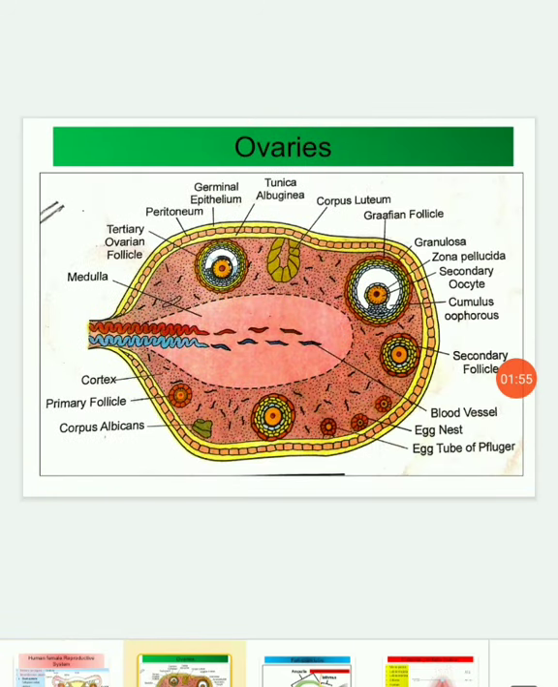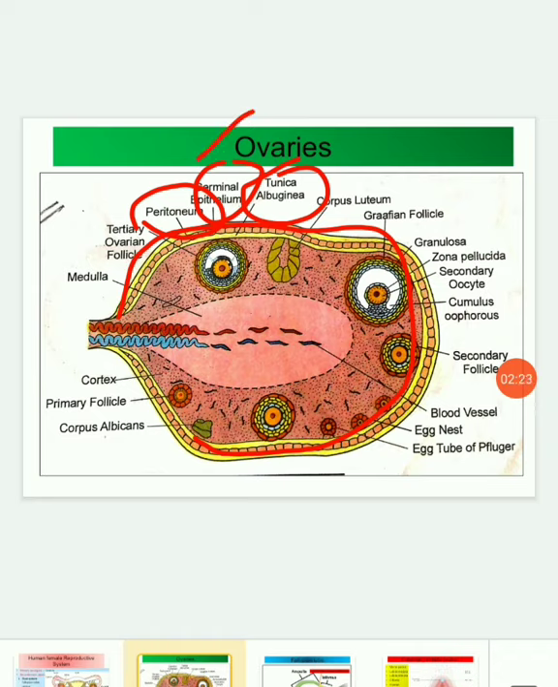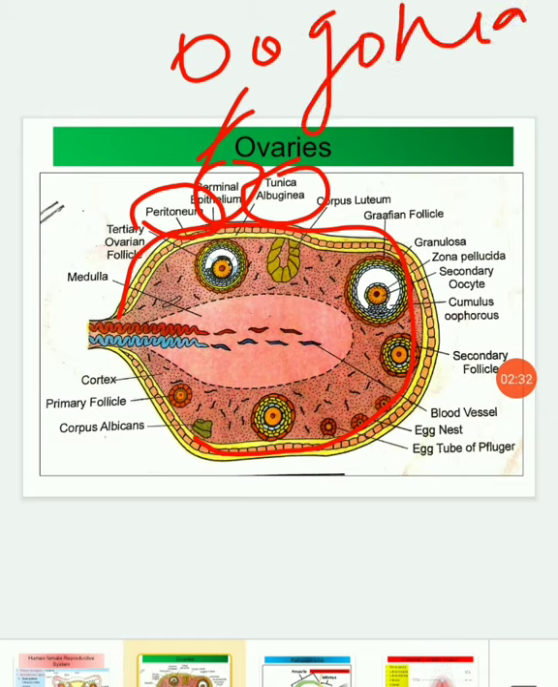The ovary structure is shown here. You can see the whole ovary is surrounded by a thin epithelium layer, which is called the germinal epithelium. Now under it the peritoneum is present, and below it the second important layer is called the tunica albuginea. The germinal epithelium is the outermost layer, and its role is that it produces oogonia, a large number of oogonia.